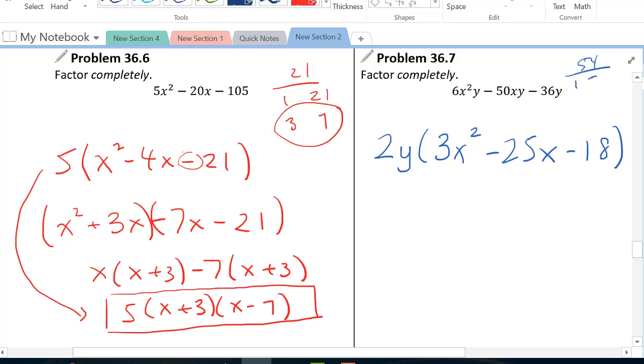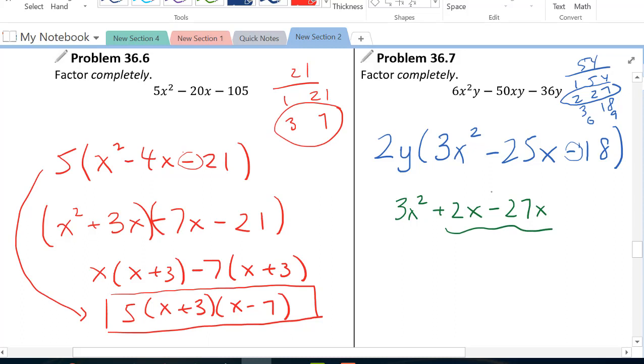List the factors of 54. 1 and 54, 2 and 27, 3 and 18, 4 doesn't work, 6 and 9, right? So remember, look at the sign here. We need to subtract to make a 25. Which one subtracts to give me 25? 2 and 27. So we're going to bring down the 3x squared. How do I make a negative 25? I'm going to need a positive 2x and a negative 27x, right? So this gives me negative 25.